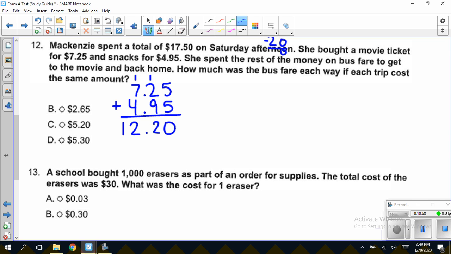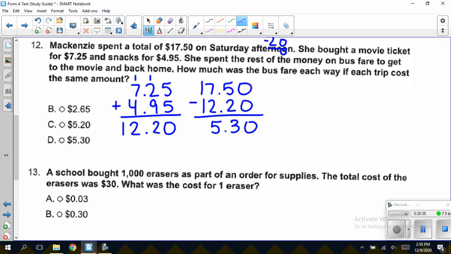Now, remember, she said she spent a total of $17.50, and that included her bus fare to get to the movies and back. So now I can subtract off the movie ticket and the snacks from her total. So 0 minus 0 is 0, 5 minus 2 is 3, drop the decimal, 7 minus 2 is 5, and then 1 minus 1 is 0. So we now know that for the bus fare to get to the movie theater and to get back, she spent a total of $5.30.